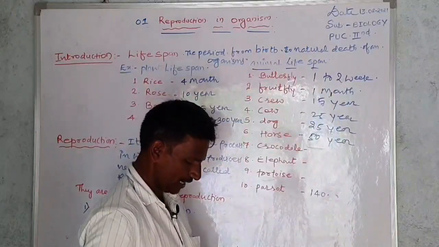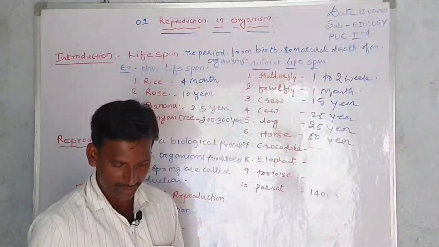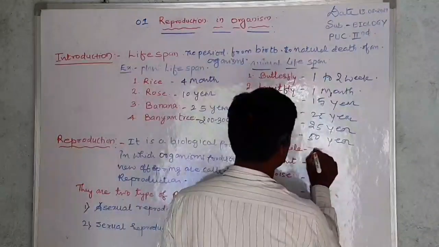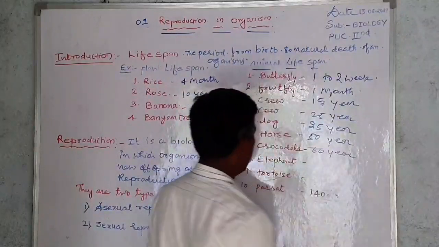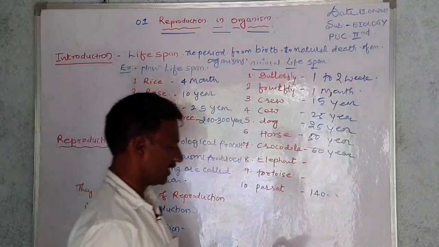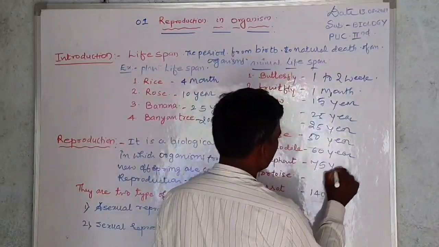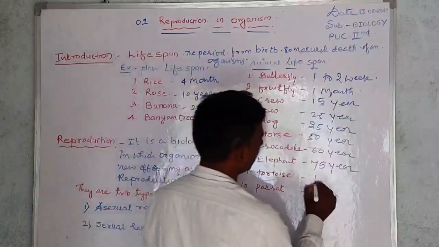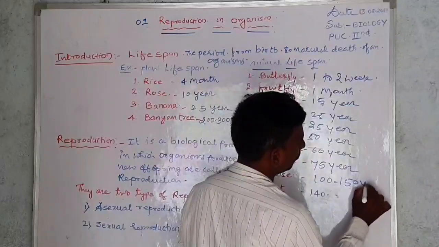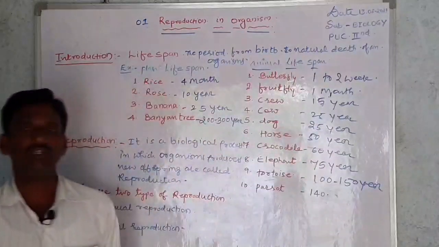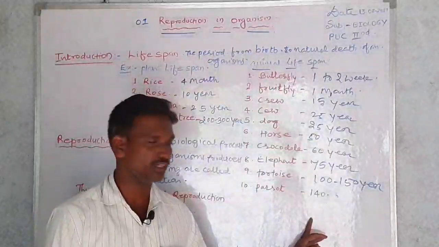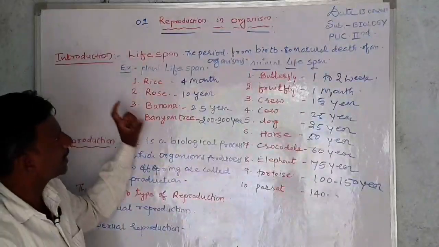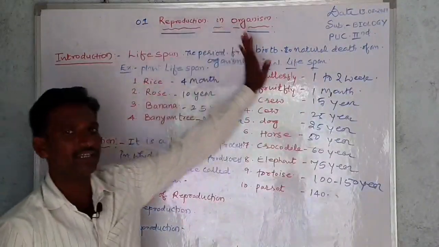Then crocodile: the lifespan of crocodile is 60 years. The lifespan of elephant is 75 years. The tortoise lifespan is 100 to 150 years. The last one is parrot: the lifespan of parrot is 140 years. So this is the introductory part of reproduction in organisms.